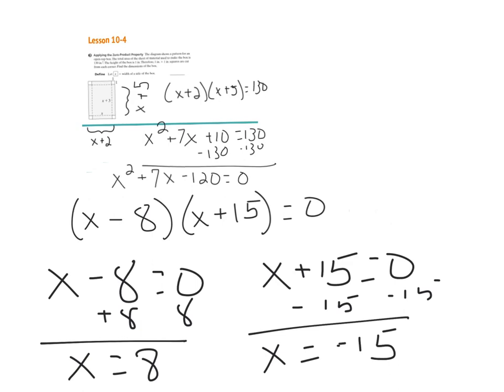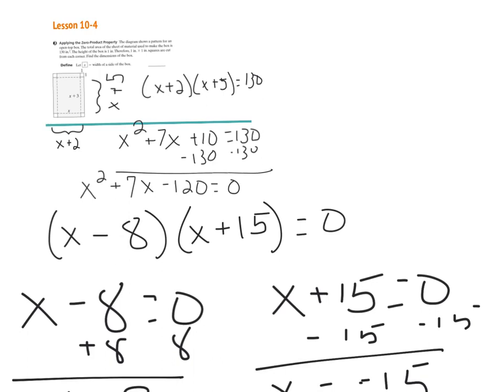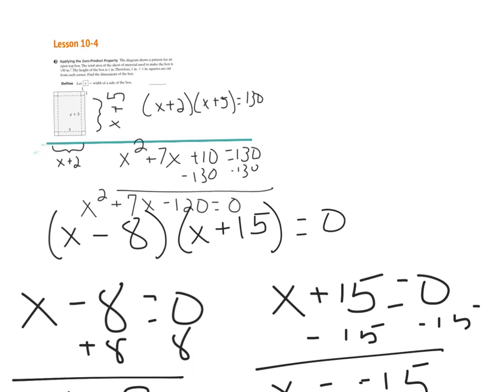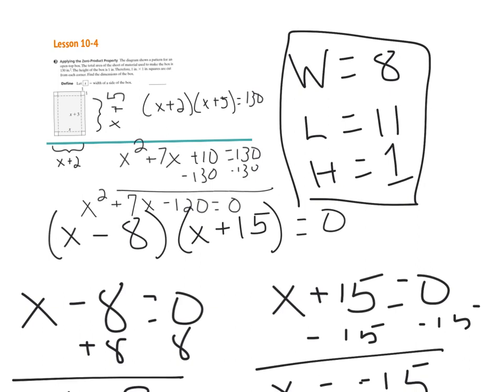So now we can go back to our original situation here. And again, remember that x is 8, right? So that could be our width. Our width could be 8. And that makes our length 11, right? And then we were already told that our height is going to be 1. So there are the 3 dimensions of our box.